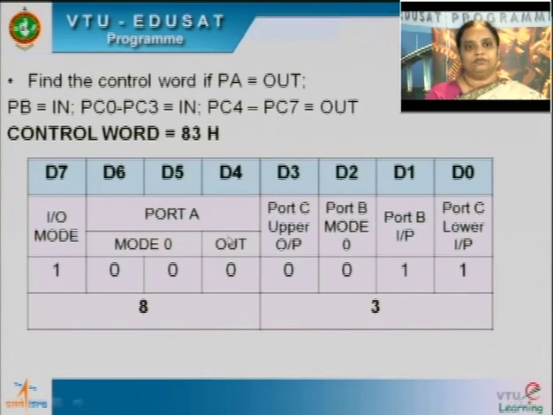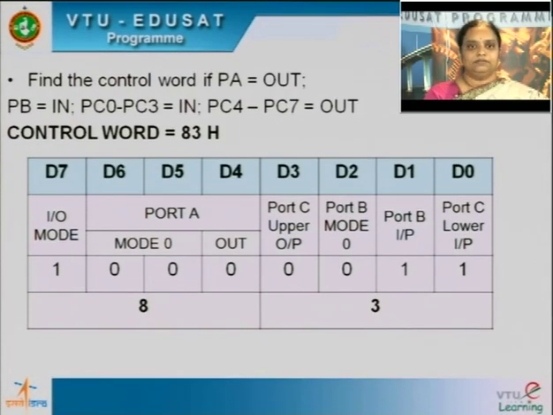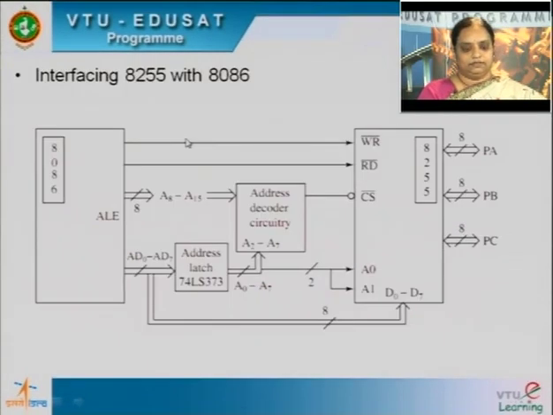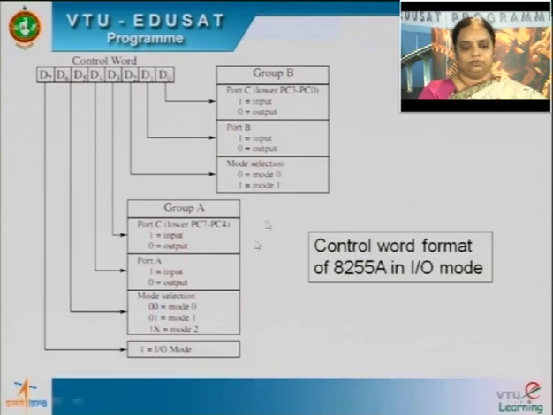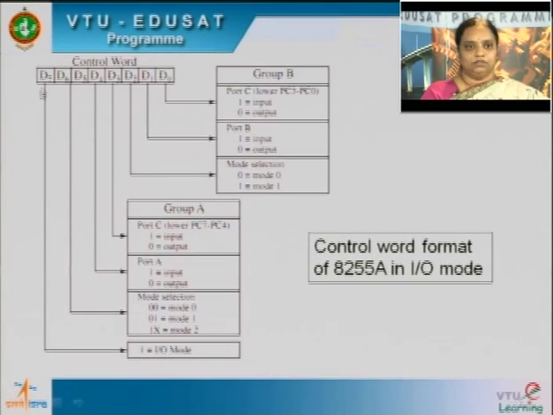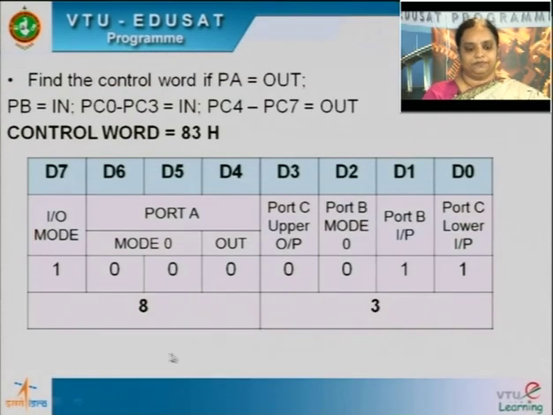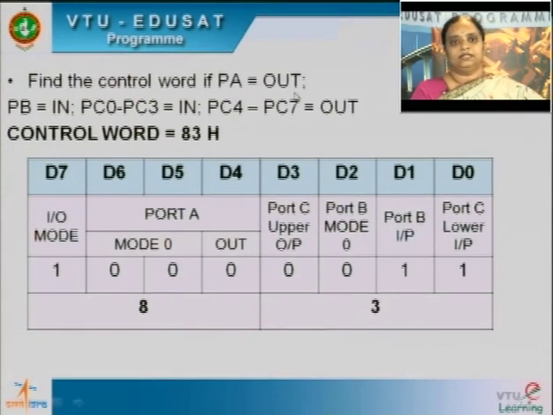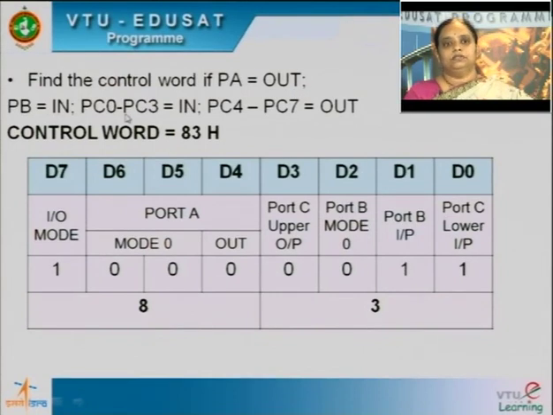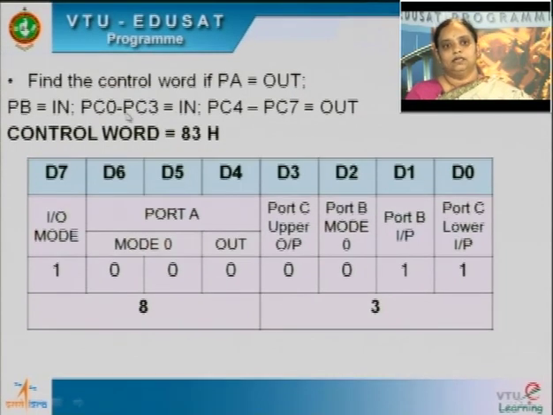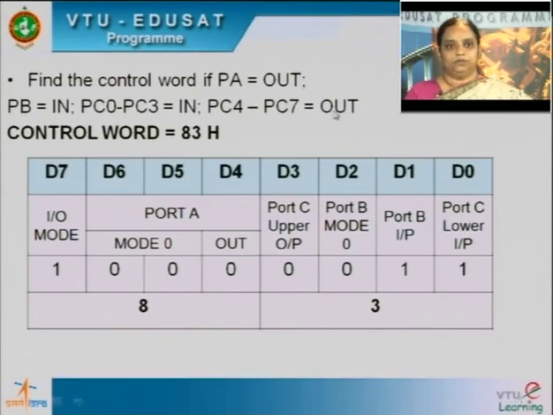The next thing that we have to find out is a control word. So we have seen how the control word is in an IO port here. This was a control word we have seen, wherein each bit is assigned some values. The first bit is IO mode, that is D7 should be 1 for IO mode. This is a specific example. I require port A to be configured as output port, port B as input, and port C 2 parts, lower as input, upper as output.